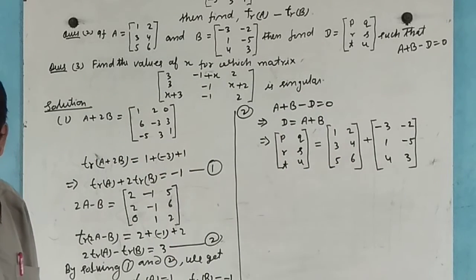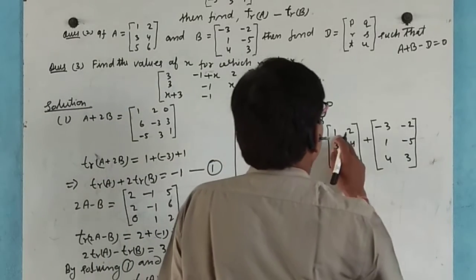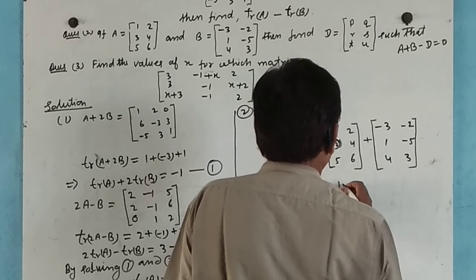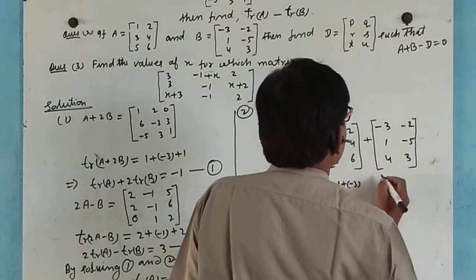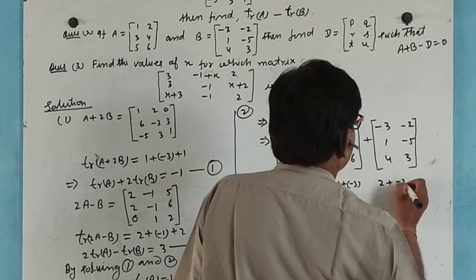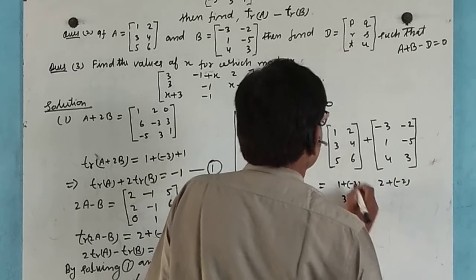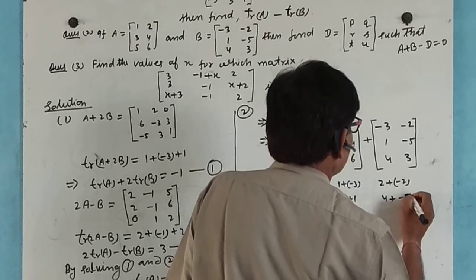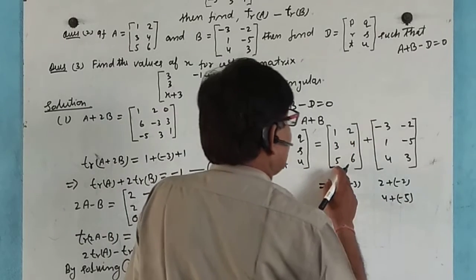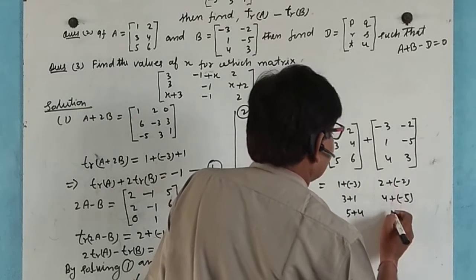4, 3. Now, adding these corresponding elements here: 1 plus minus 3, 1 plus minus 3, 2 plus minus 2, 3 plus 1, 4 plus minus 5, 5 plus 4, 6 plus 3.